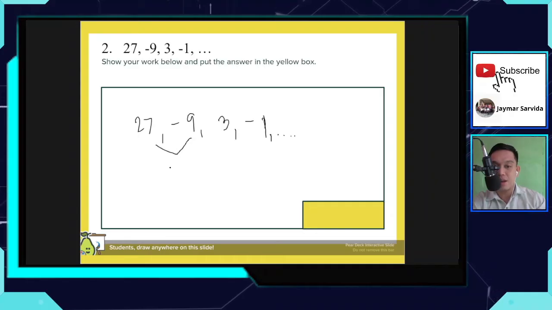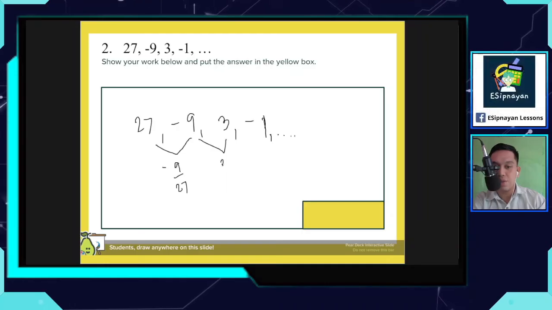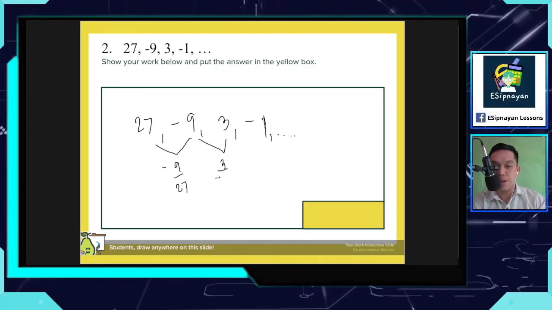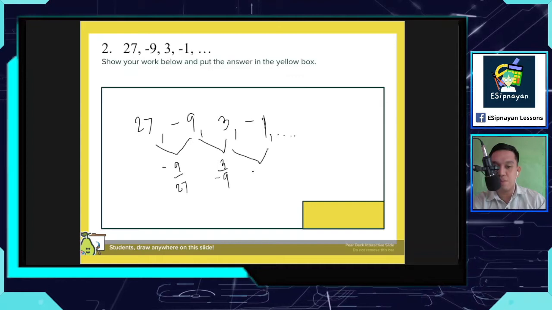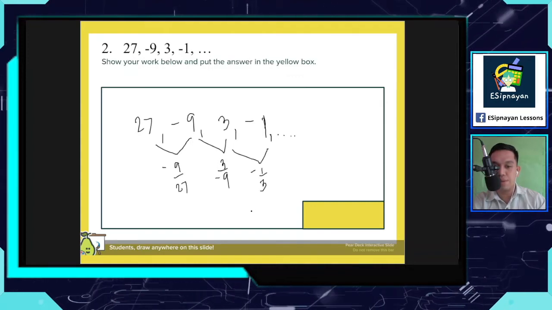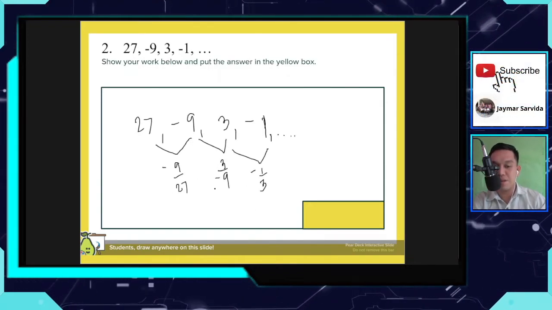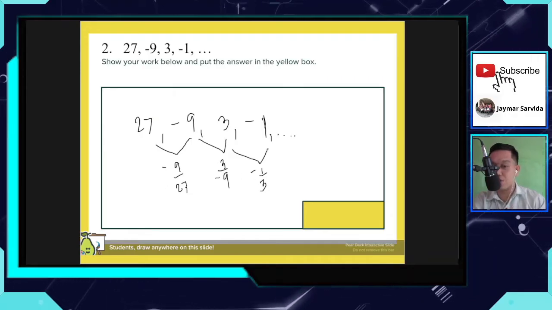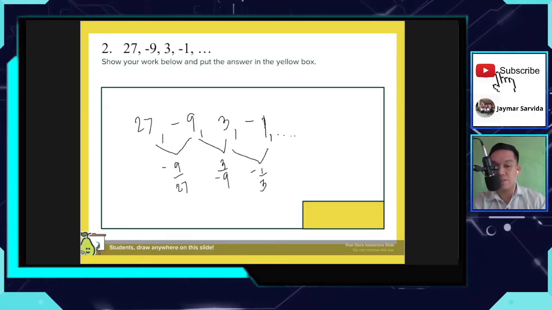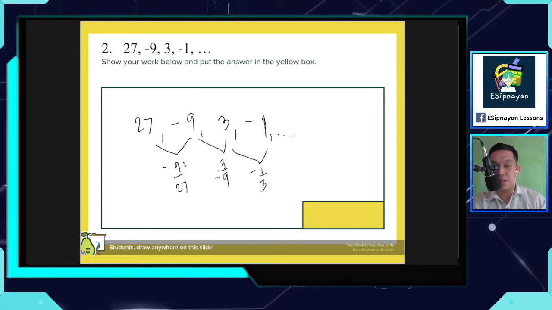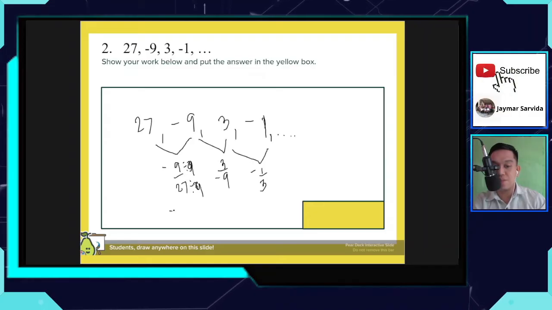Negative 9 over 27, 3 over negative 9, and negative 1 over 3. Ayan. The same pa rin naman yan, basta negative pa rin silang lahat. What is the lowest term of negative 9 over 27? Divided by 9 na tayo agad dito. Negative 9 divided by 9 is negative 1. 27 divided by 9 is 3.